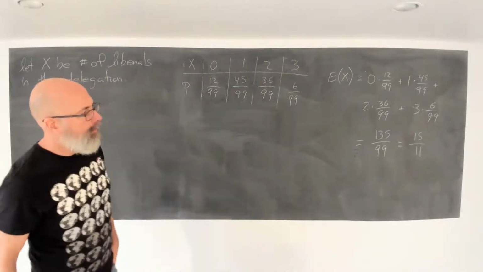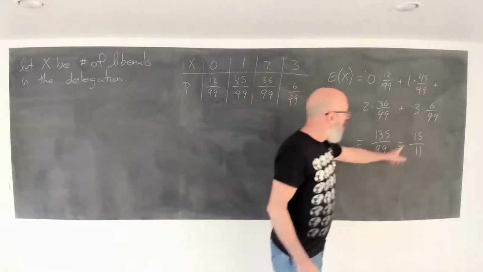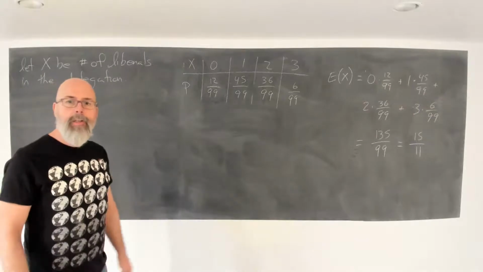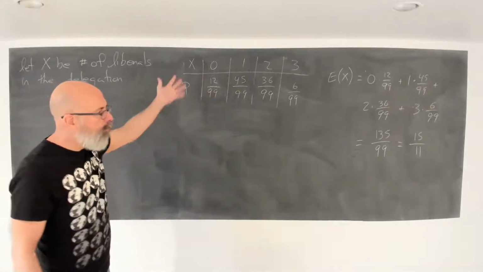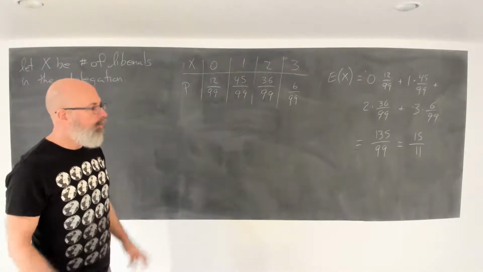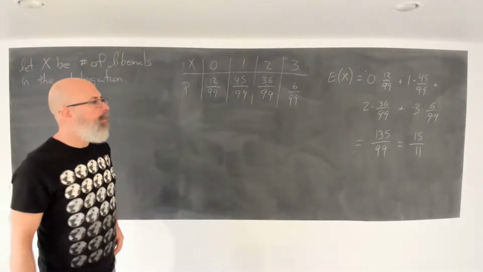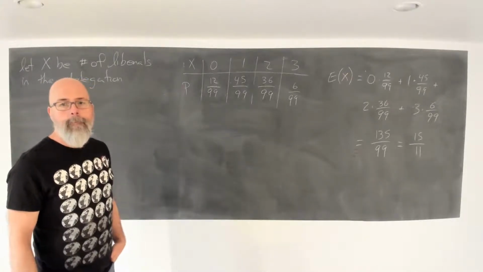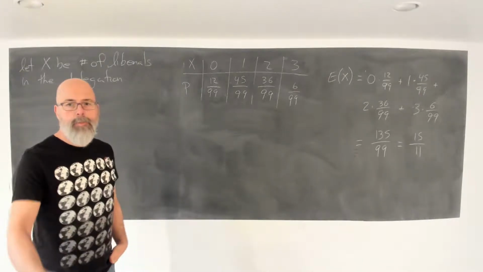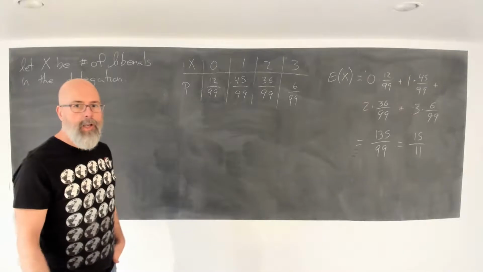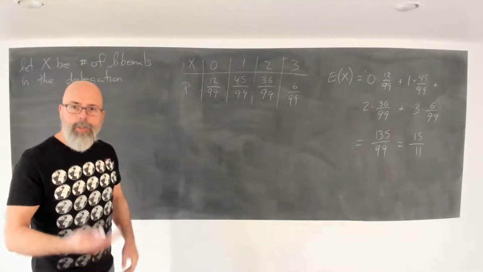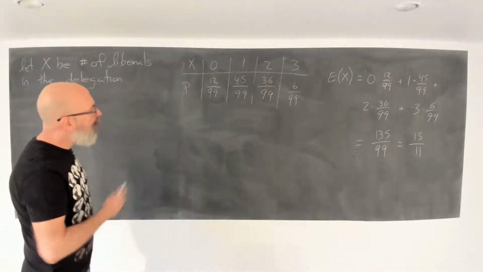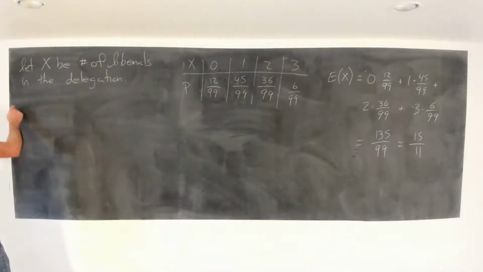You never expect to find 15 over 11, so 1 point something liberals in a delegation. Of course, it's a whole number, but that's what this means. Exactly, right? As Asma suggests, we could see it on a larger scale. If you had 11 delegations, you would expect 15 liberals in total. That's the idea. Now, let's calculate the variance.